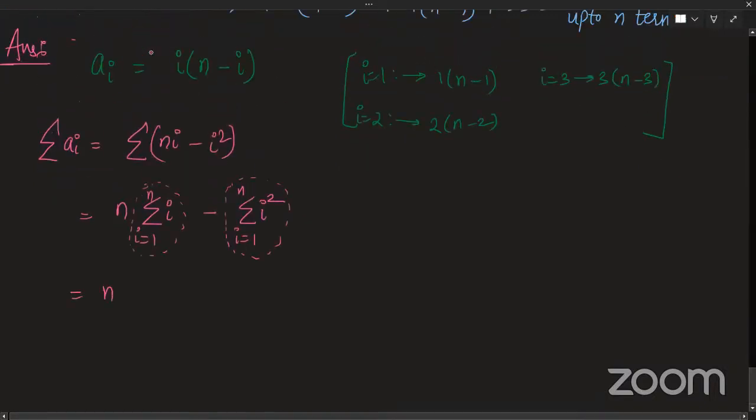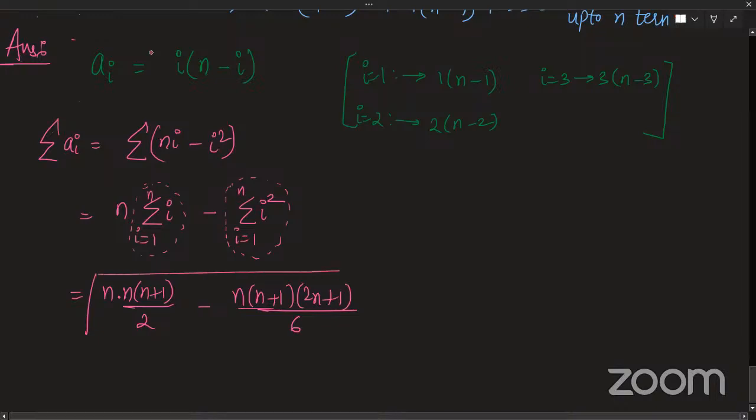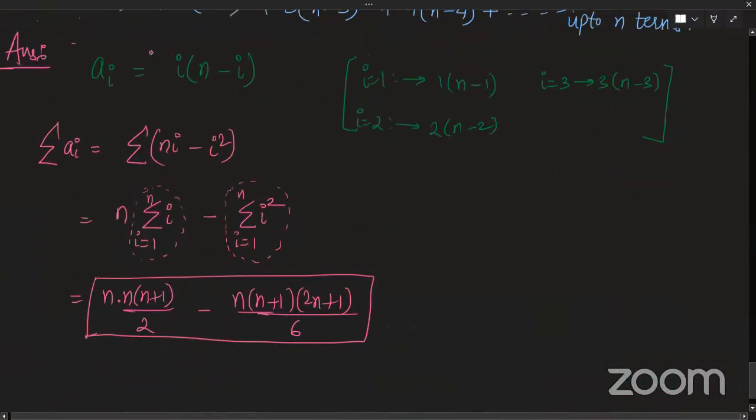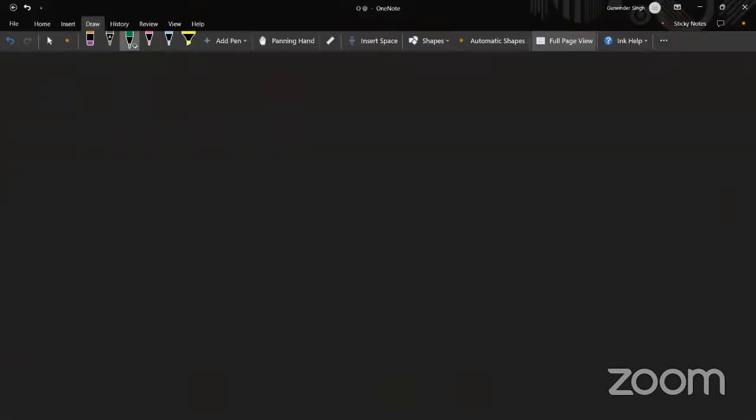n into sum of natural numbers. So it is n into n plus 1 by 2. Minus sum of square numbers. So it is n into n plus 1 into 2n plus 1 by 6. Okay, that is right. Got it, everyone? Yes, sir. Okay, great. Very good.